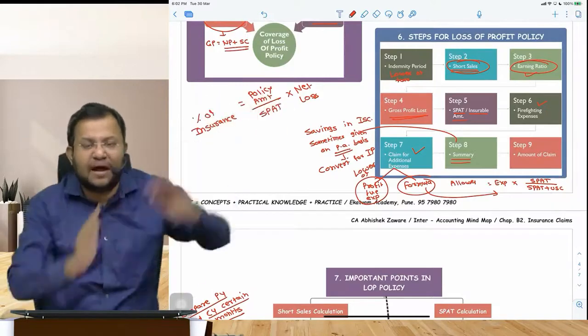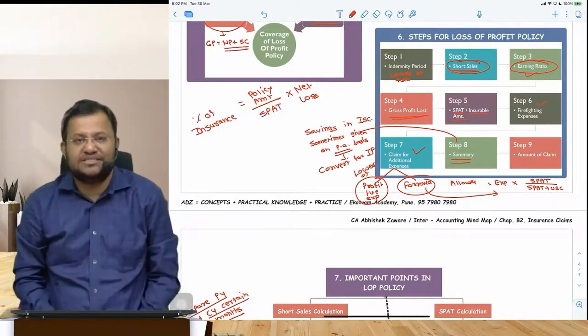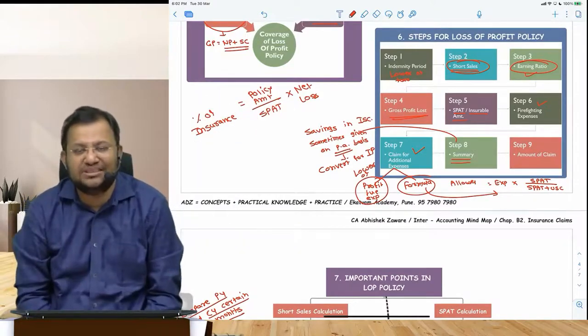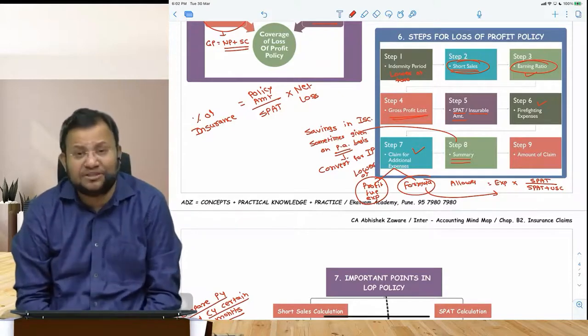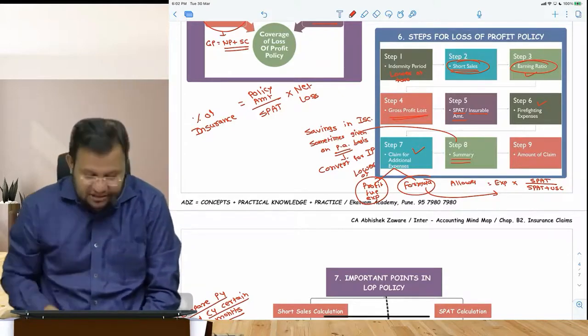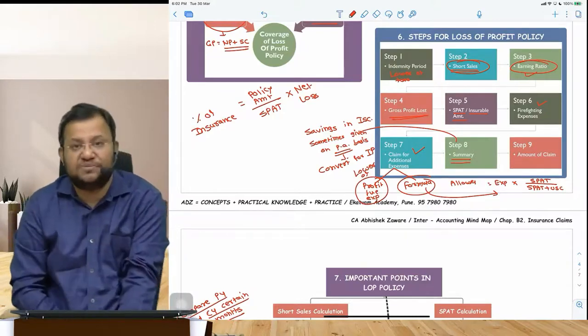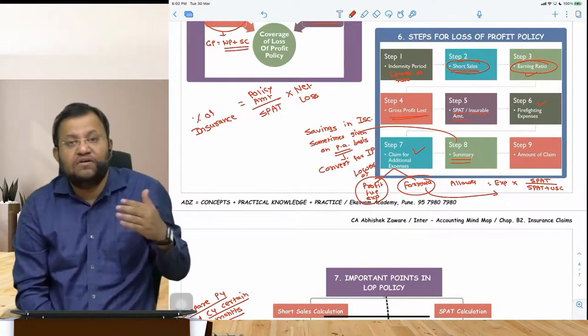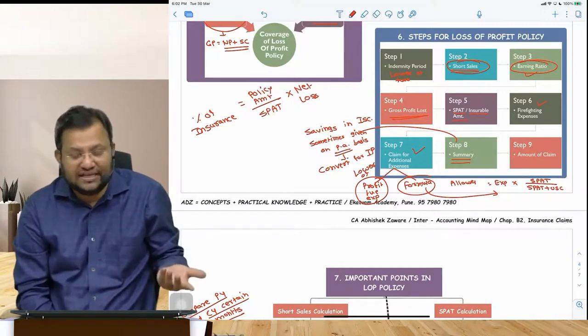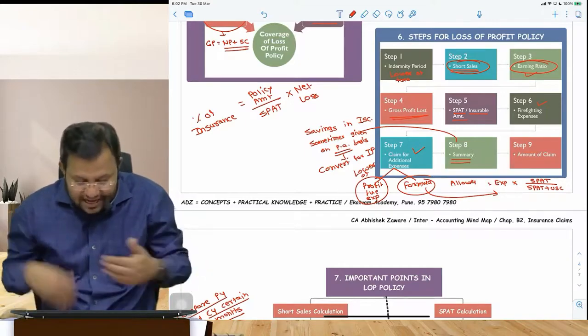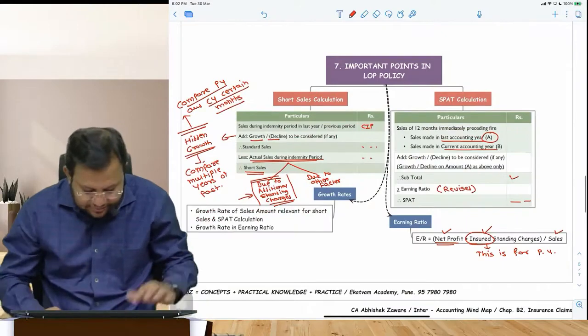So indemnity period calculate करो, short sales calculate करो, earning ratio निकालो, claim for GP lost. This is the first part. Then claim for firefighting expenses, actual expenses or expenses into SPAT upon SPAT plus uninsured standing charges. Then firefighting expenses हो गया, claim for additional expenses, lower of the two, which two? Profit earned due to the sales expenses and the formula. These are the important points.